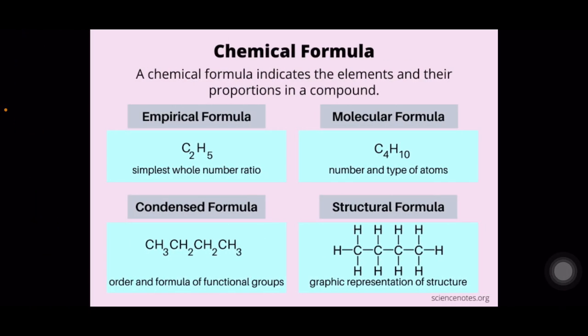We're going to use the chemical formula to represent this. The four types of chemical formula in front of us are the empirical formula, molecular formula, condensed formula, and structural formula. These show the elements and their proportions in the compound. As you can see the structure in front of you.